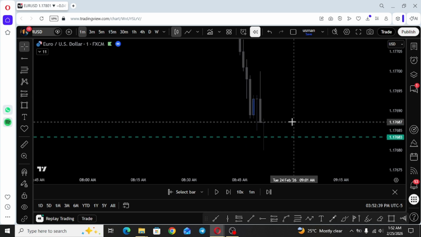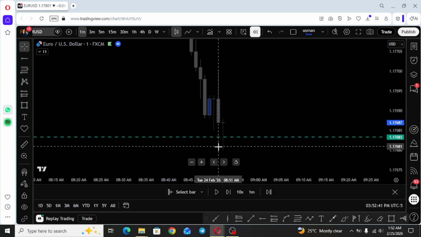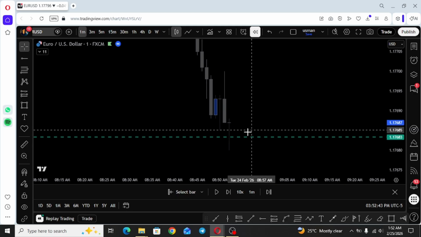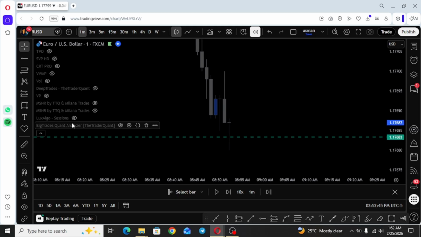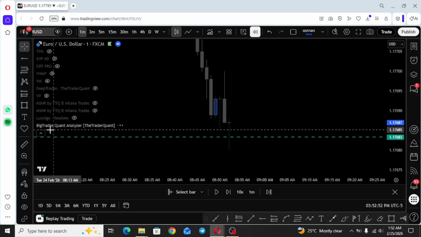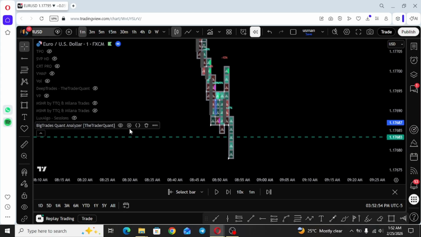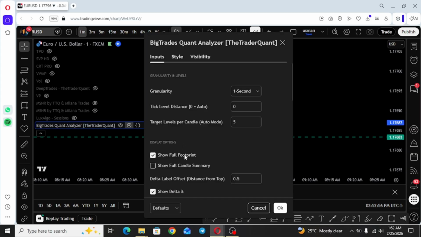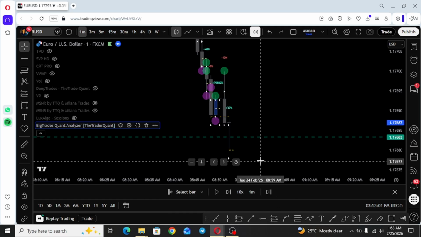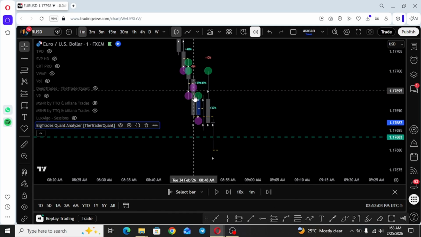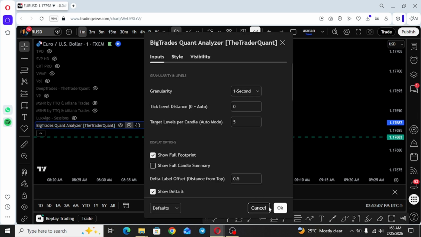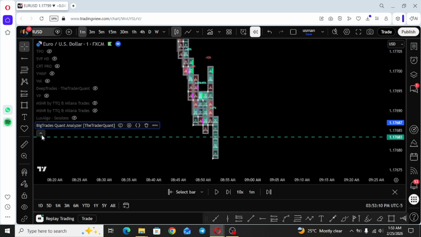Now the market has swept our Asian range low. At that point I use a tool, BigTrades Quant Analyzer, the tool that we have created, which provides the facility to see the footprint. If you don't want to see the footprint, you can analyze the big trade orders that happened at that point. I use the footprint, so let me show you how I use it.